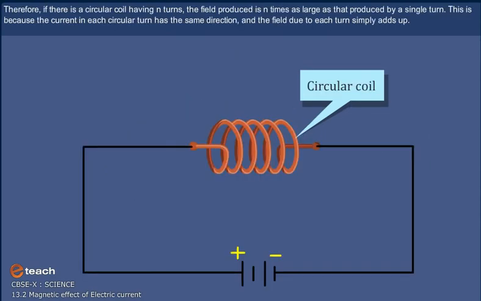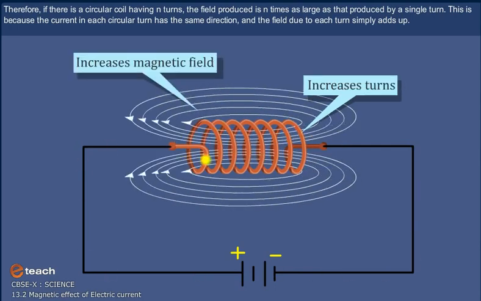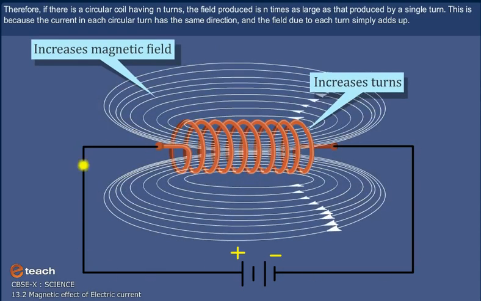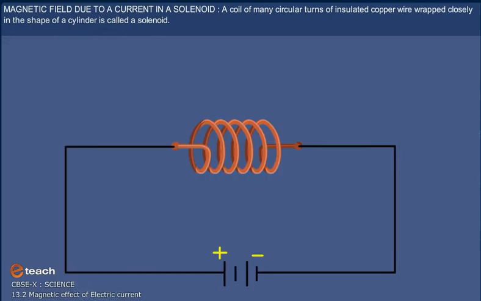Therefore, if there is a circular coil having n number of turns, the field produced is n times as large as that produced by a single turn. This is because the current in each circular turn has the same direction, and the field due to each turn then just adds up. Magnetic field due to a current in a solenoid.